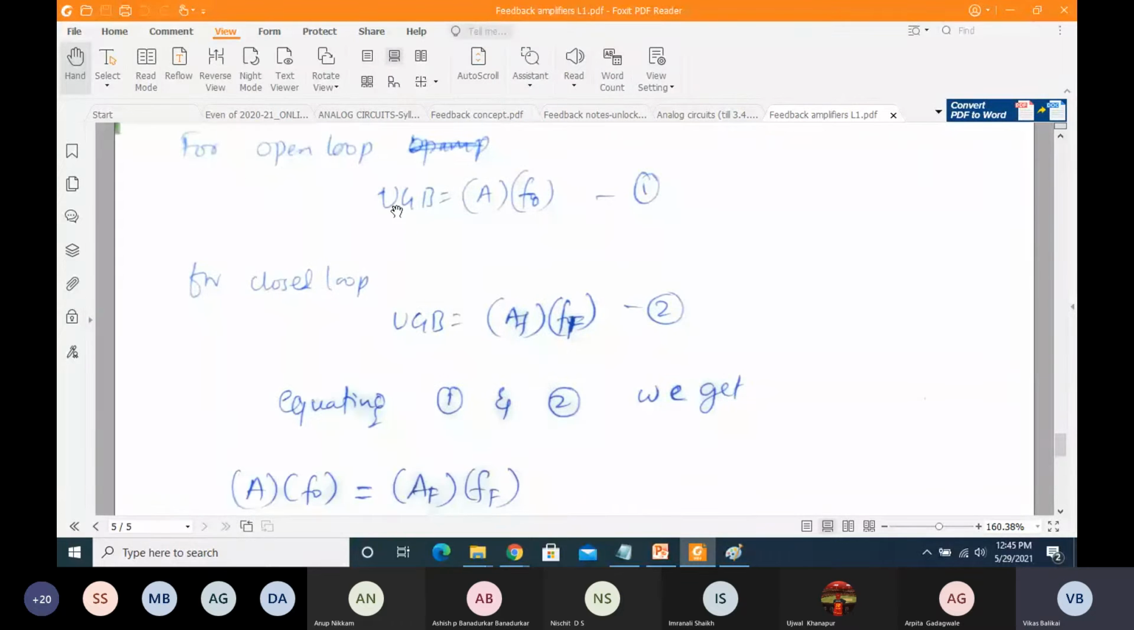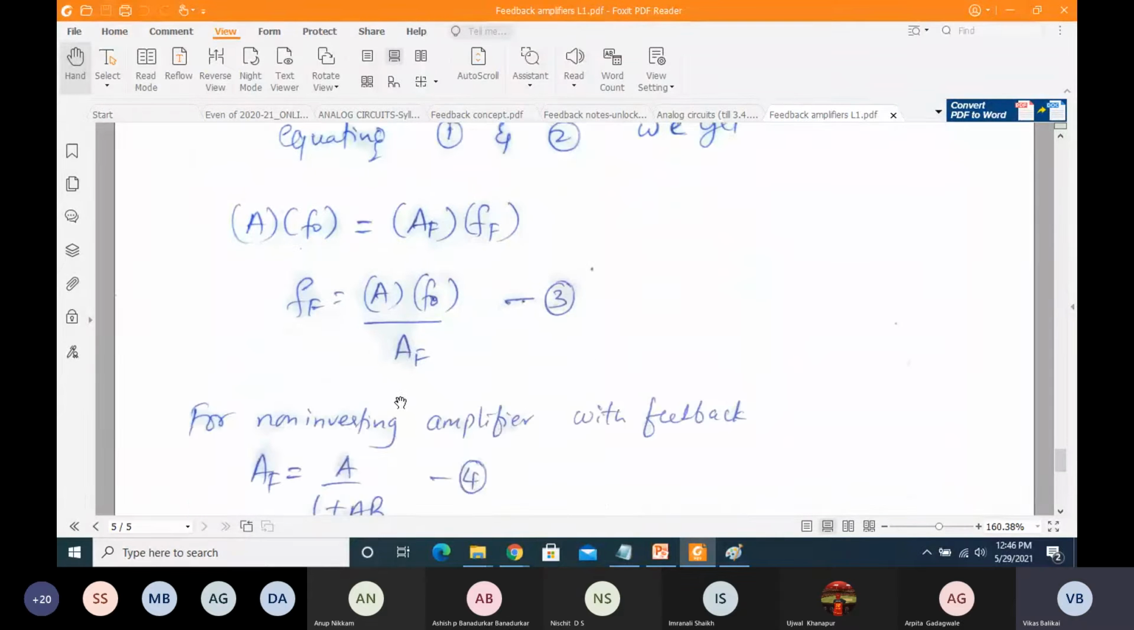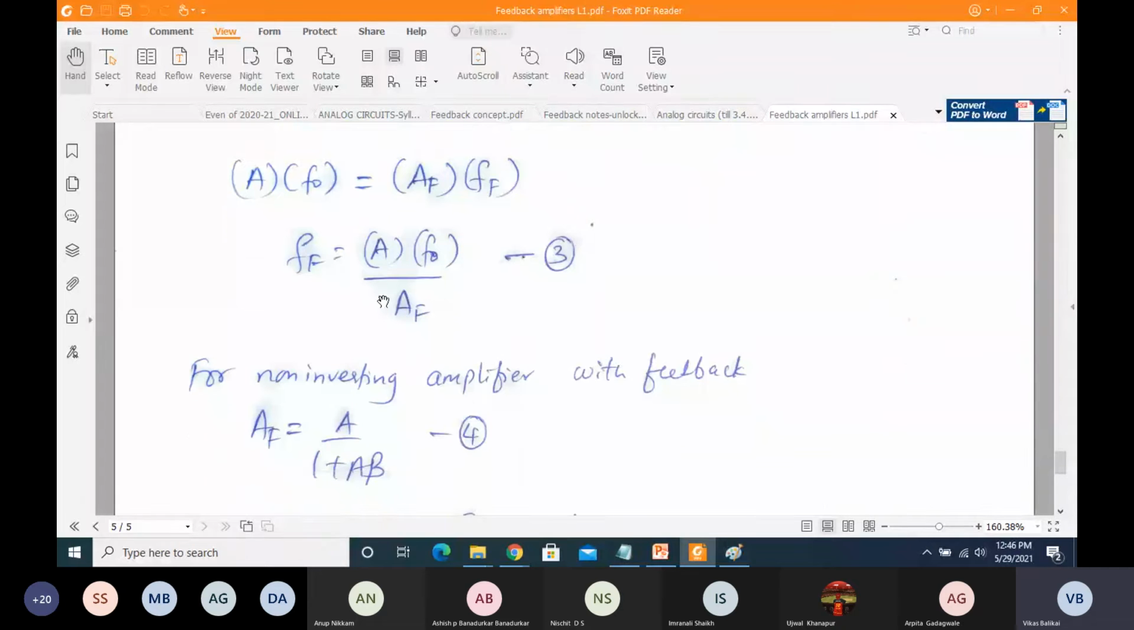If I consider the same concept with feedback, I can write unity gain bandwidth is equal to AF into FF. Once I equate them together, I can obtain FF, the bandwidth with feedback, and this is going to ensure that the feedback amplifier extends the bandwidth.